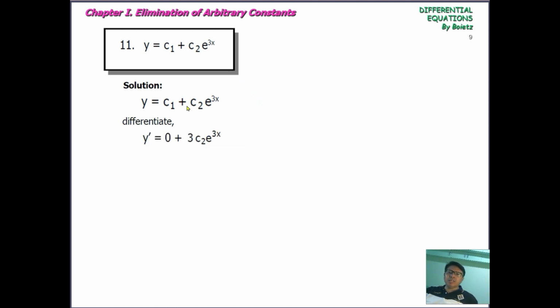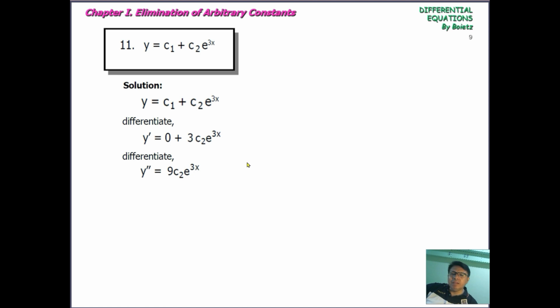So, therefore, the derivative of y is y prime. The derivative of C1, a constant, is 0. So, C2, the derivative of e to the u is e to the u du, or e to the 3x. The derivative of u, which is 3x, is 3. So y prime, then y double prime. The 0 stays. The derivative of this is 3C2, and the derivative of this is 3 e to the 3x. So there is a 3 there, and another 3, making 9C2 e to the 3x.